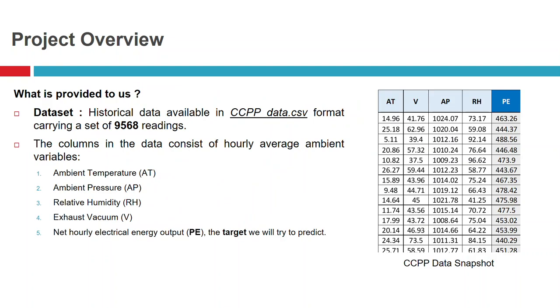power plant. Further, we are also provided with historical data as a spreadsheet carrying around 9500 plus readings. Each record covers five different variables, that is ambient temperature, ambient pressure, relative humidity, exhaust vacuum, and the net hourly electrical energy output, which is the target we want to predict based on the historical data.